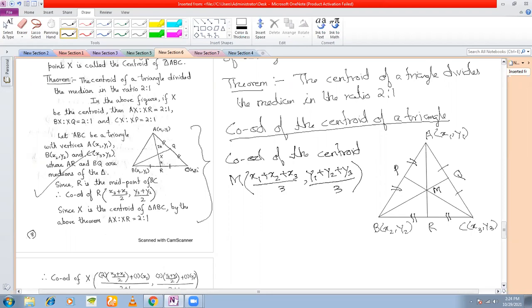Okay, so in the next week, I'll be working out two sets of sums on centroid, and then I'll be moving on to some more problems on section formula, midpoint theorem, and centroid of triangle. Okay, so I'll stop here then.